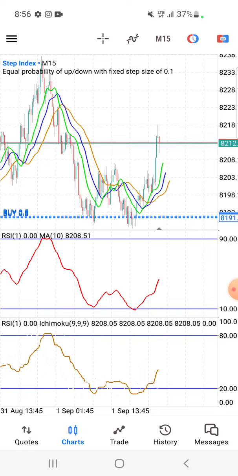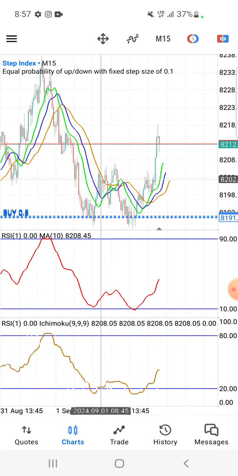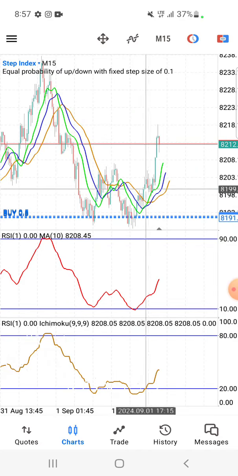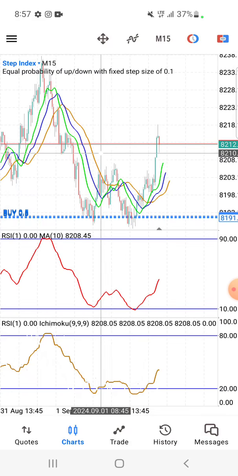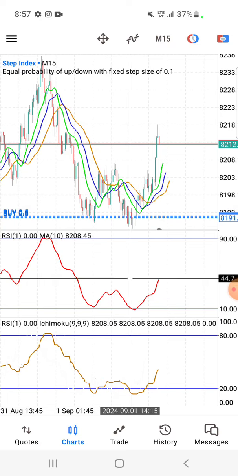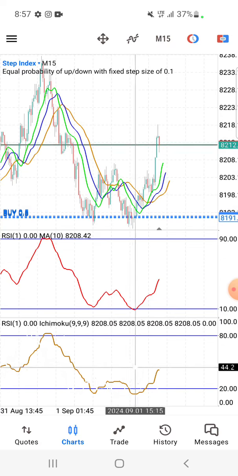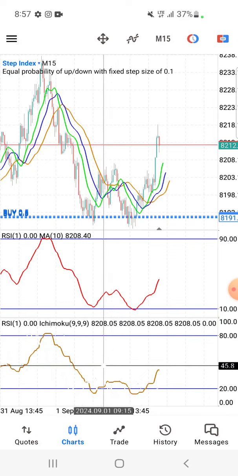So how does the strategy work? The strategy basically works like this. You see, we have three types of indicators on this strategy. We have some lines on our main chart, which is the alligator, and then we have two RSI. The first one is in color red, and then the other one, the one below it, is in color brown.